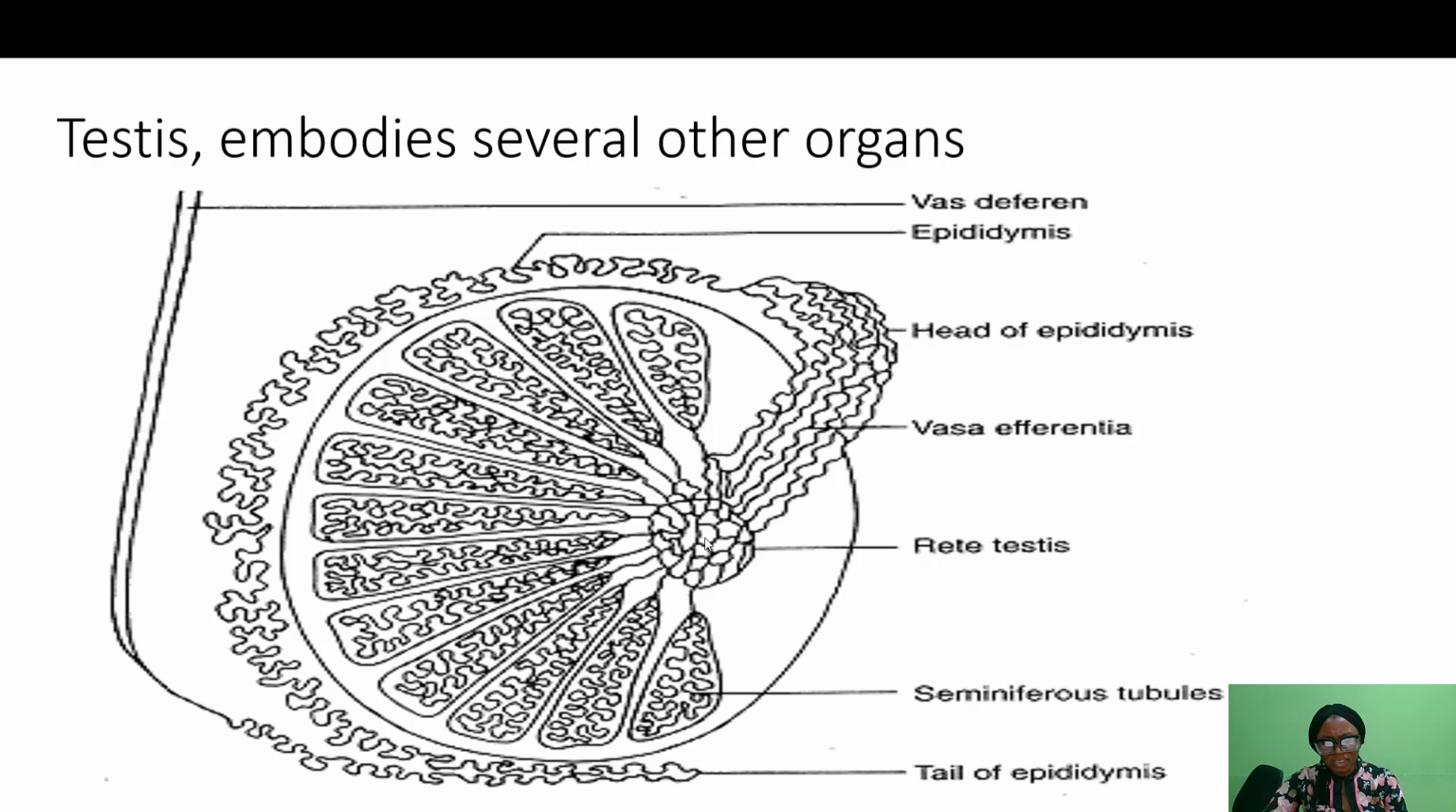As they collect in the rete testis, they move through the vasa efferentia, which is the tube that connects the rete testis to the head of the epididymis. They move to the head of the epididymis. From the head, they migrate to the body of the epididymis, and from the body, they migrate to the tail of the epididymis. And from there, the journey continues to the vas deferens and out.